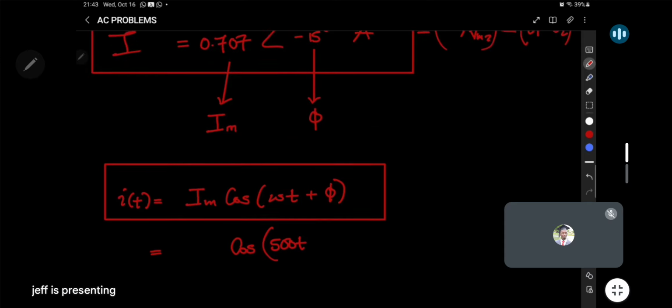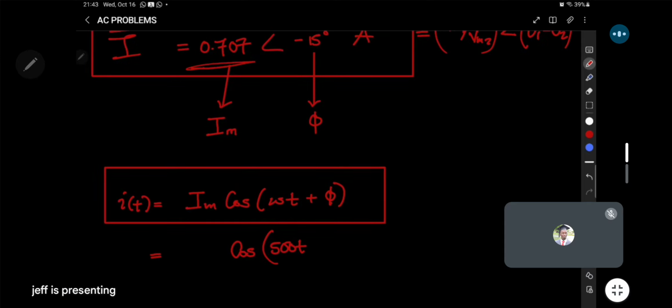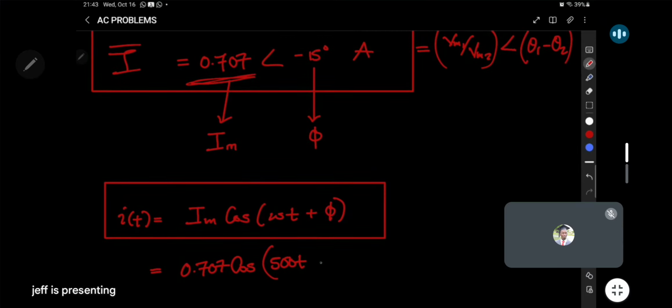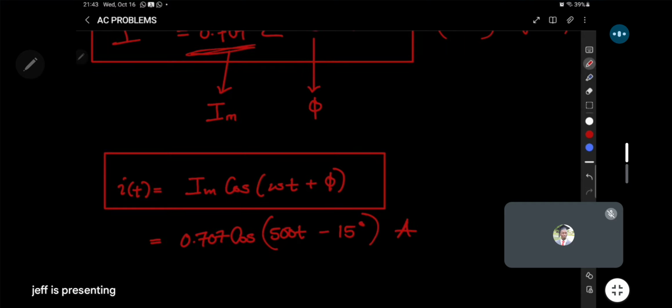Then the peak current, as we saw earlier, is 0.707. Next, phase shift comes with a minus. The minus will change this to minus. And then we have 15 degrees there. This is current. The units will still be the amps. So this becomes the steady state current that will be looping through our elements.